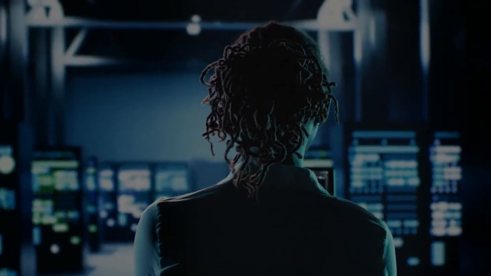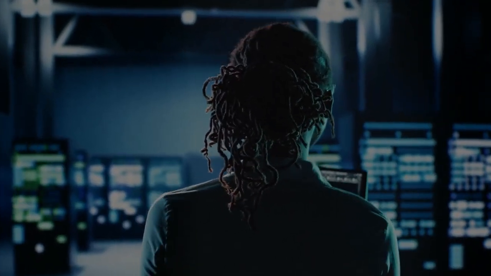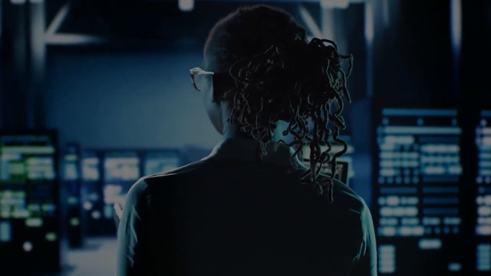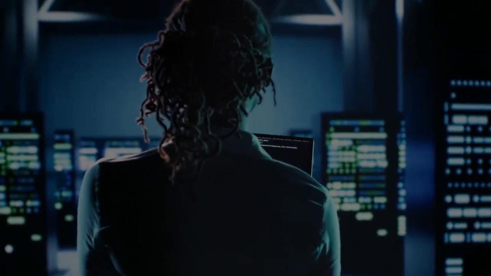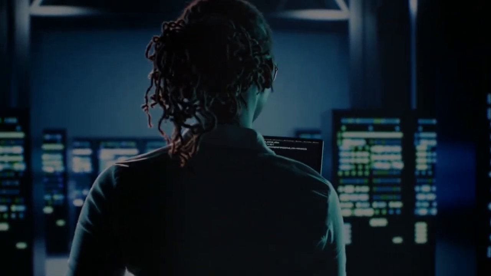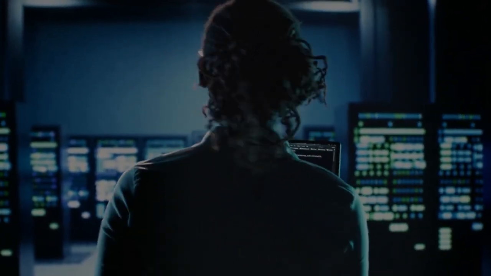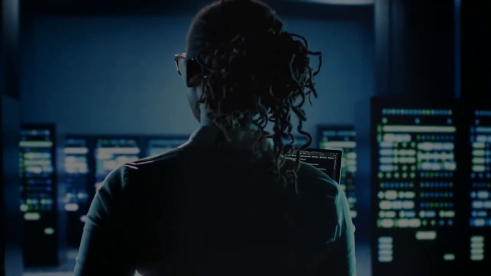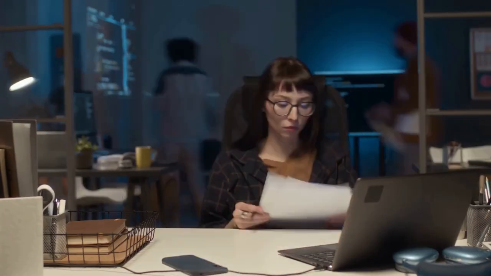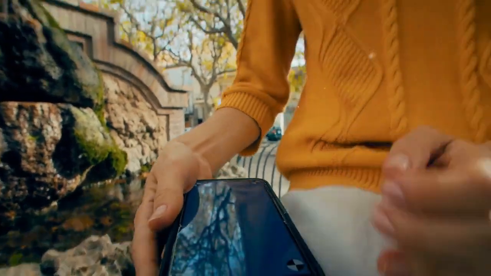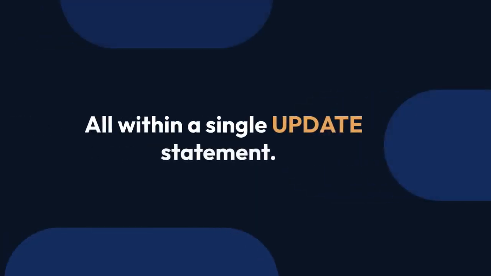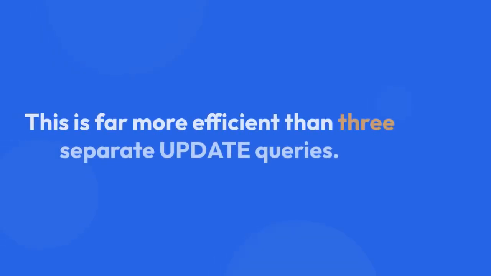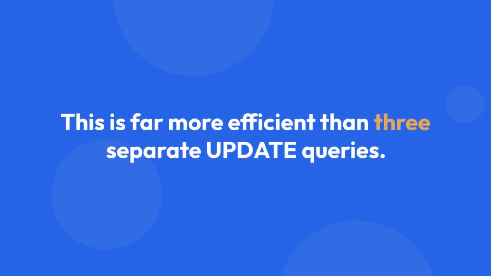Squirrel: update users set profile = jsonb_set(jsonb_set(jsonb_set(profile, name, new name), city, new city), country, new country) where id = 1. This query first updates the name key, then uses the result to update the city key, and finally uses that result to update the country key, all within a single update statement. This is far more efficient than 3 separate update queries.